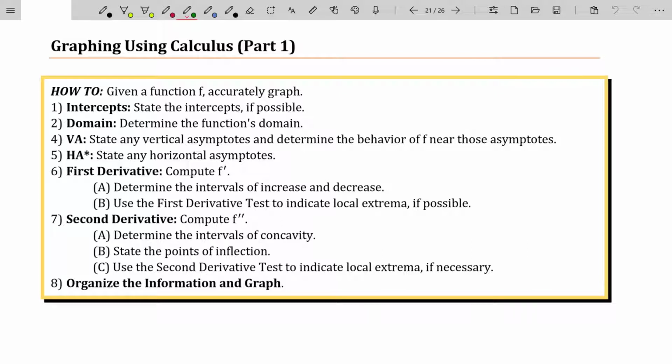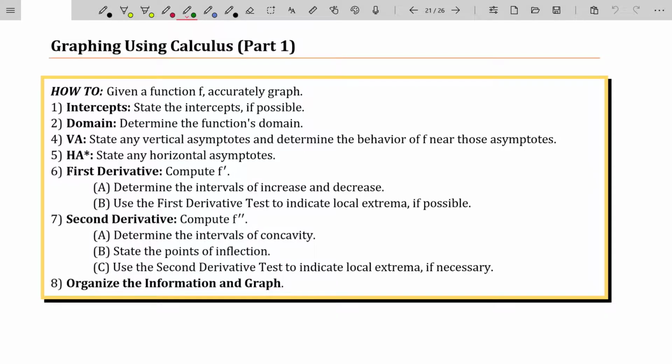You should have watched my video on the first derivative test and finding local extrema, which was the previous video to this. Or actually, no, there was one other one prior to this, which is the calculus of concavity and the second derivative test. Now we're going to use all of that information to help us graph here.